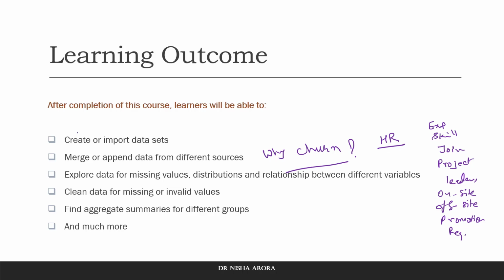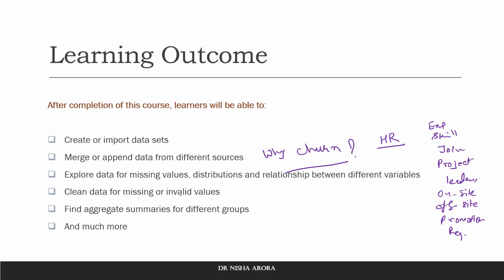So we will learn how we can merge or append data from different sources. Those who have used SQL might know something about SQL joins. It's very similar to that and it's very easy to do in Python. You will learn to explore missing values. For example, in a data set, a few values are not available to you, and a few entries are wrong entries and invalid entries. So you will learn to explore those things.